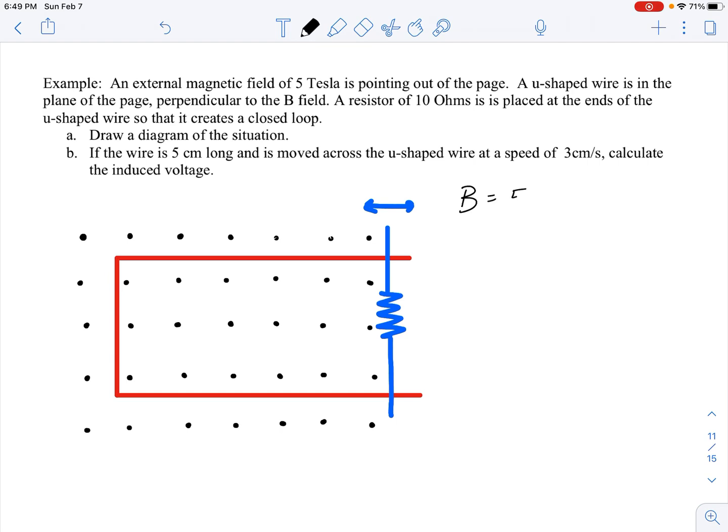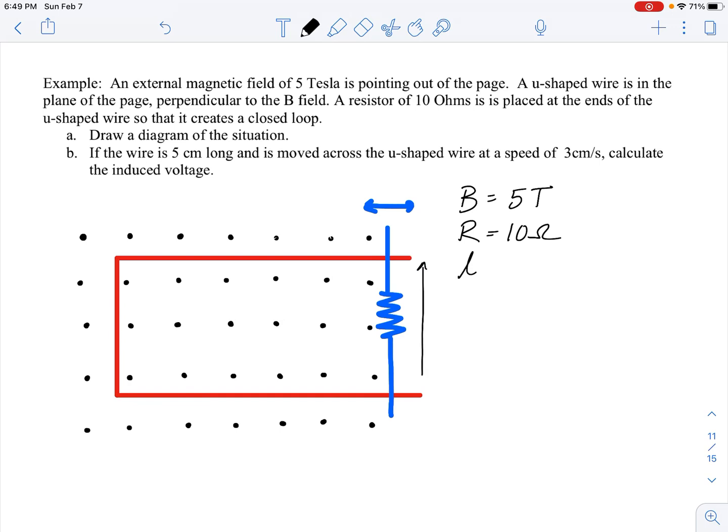I've got a B field, 5 Tesla. My resistor is 10 ohms. I drew my diagram. Okay. It says that the wire is 5 centimeters long and is moved across the U-shaped wire at a speed of 3 centimeters per second. Calculate the induced voltage.